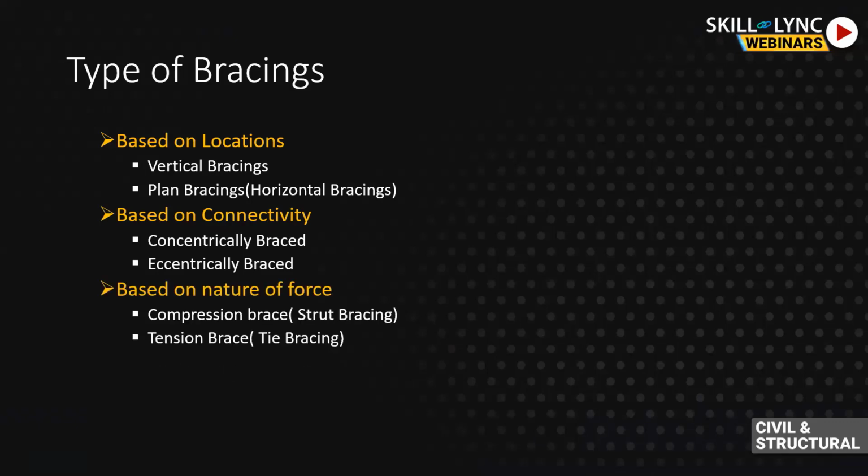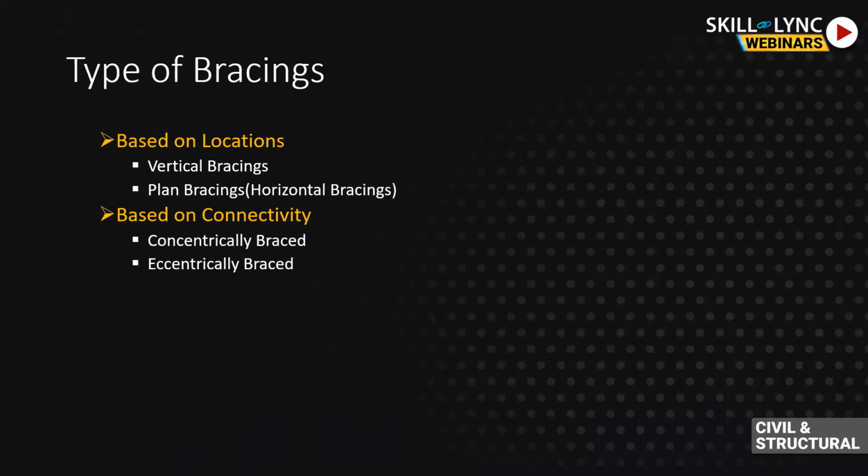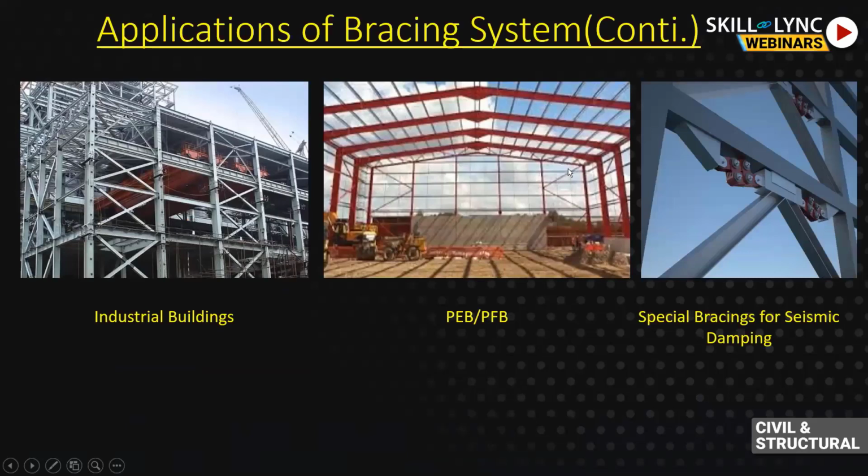Based on nature of force, there is a compression brace, which is known as strut bracing. It carries only compression. And there is a tension brace, which is called tie bracing. Then based on functionality, there is regular bracing and spatial bracing. Regular bracings are regular purpose bracings, while spatial bracings are, as we have discussed, buckling restrained braces. We'll see them later. Structural dampers are one example we have seen here. The vertical bracing we have seen here, and here we have seen the horizontal bracing in plan.